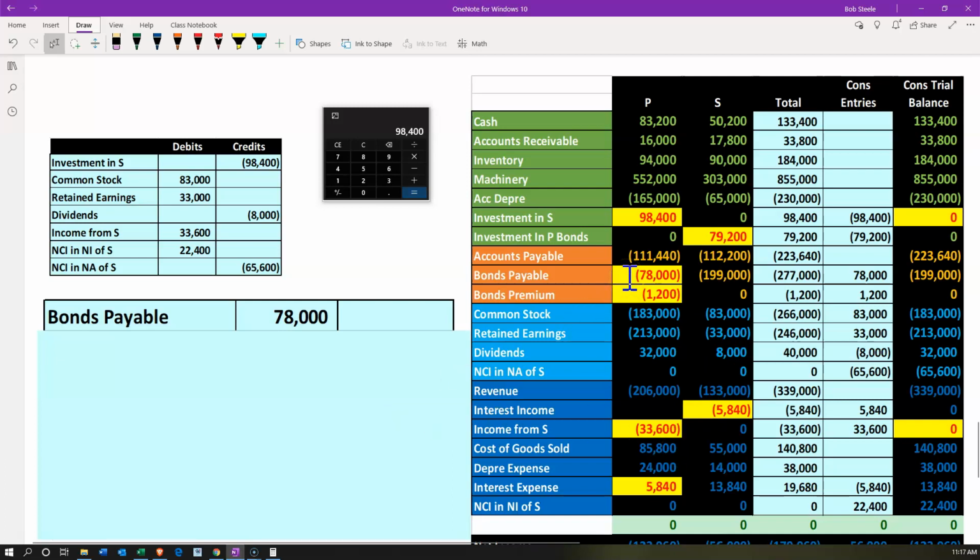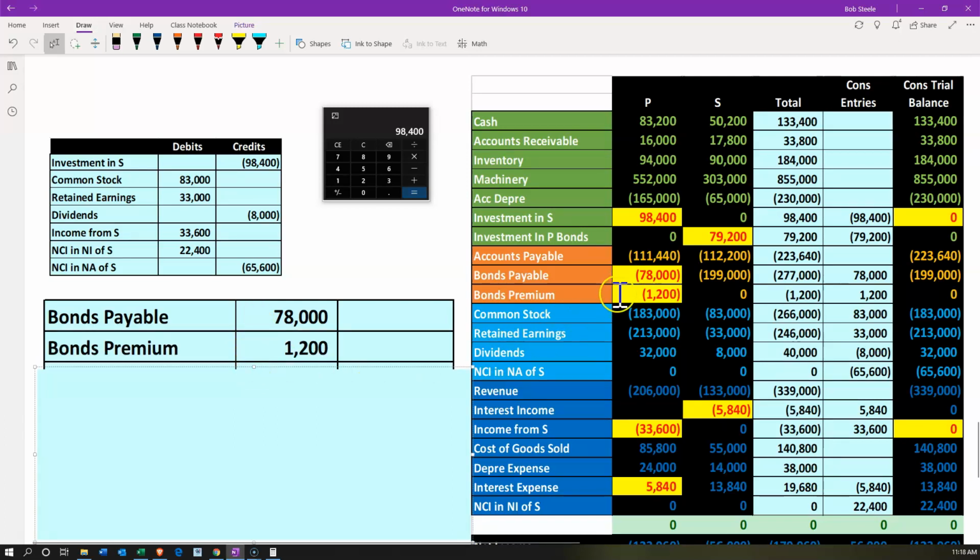This is on the books as a credit, so we're going to debit it to remove it. This is on the books as a credit because it's a premium, so we're going to remove it with a debit. This is on the books as a debit, so we're going to remove it with a credit. And once we do that, then we're just going to post this out. That brings this back down to what it was without the intercompany bonds, 199. Then we have the premium now removed. Then we have the investment in bonds, that now removed.